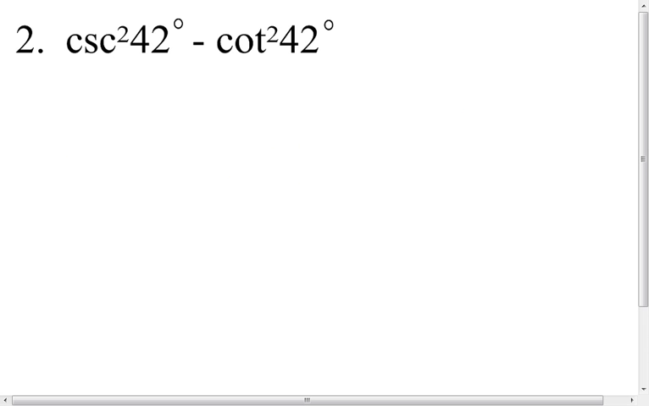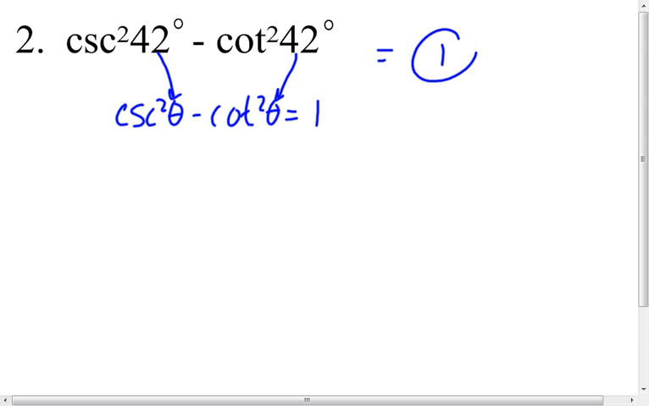Okay? Here's another one. Again, you have squares in your equation. Big hint that you're going to need to use your identities. You have an identity on your note card that looks like this. Cosecant squared minus cotangent squared, guess what, is 1. Okay, in this case, your theta is 42 degrees. So cosecant squared at 42 minus cotangent squared at 42, guess what, is 1.